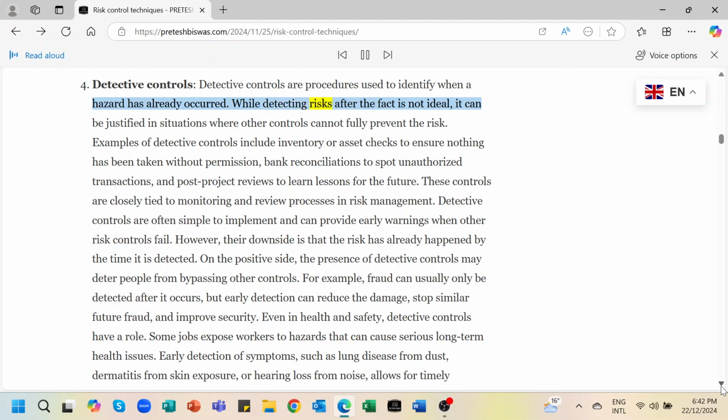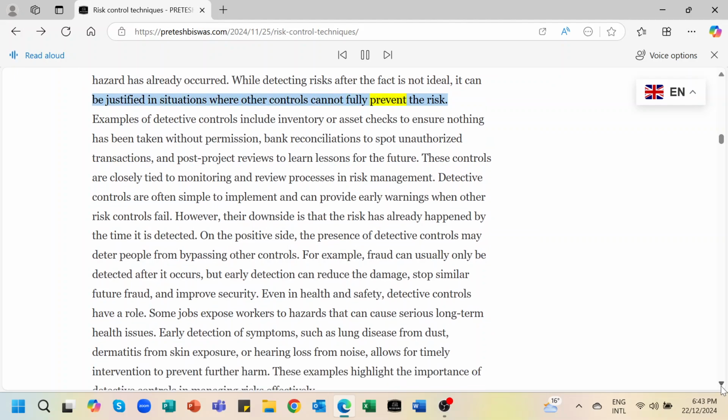While detecting risks after the fact is not ideal, it can be justified in situations where other controls cannot fully prevent the risk. Examples of detective controls include inventory or asset checks to ensure nothing has been taken without permission, bank reconciliations to spot unauthorized transactions, and post-project reviews to learn lessons for the future. These controls are closely tied to monitoring and review processes in risk management.